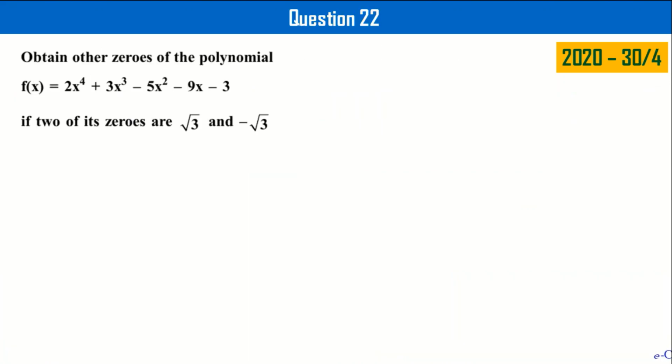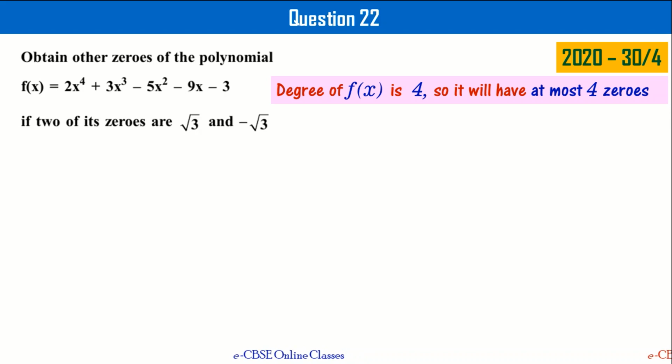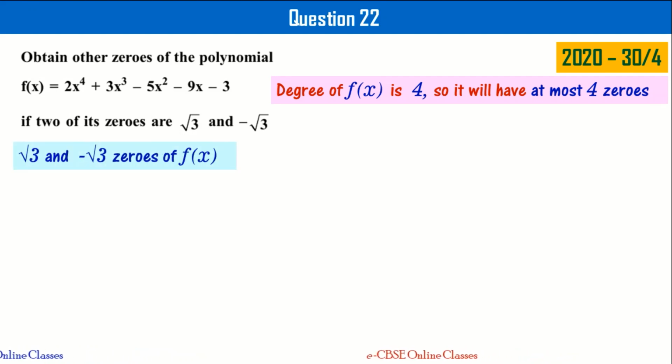Let's go to the next question, that is, obtain other zeros of the polynomial f of x equal to 2x power 4 plus 3x cube minus 5x square minus 9x minus 3 if two of its zeros are root 3 and minus root 3. As you see here, the degree of f of x is 4. It means that it can have at most 4 zeros, right? Two of the zeros are given. Those are root 3 and minus root 3, right?